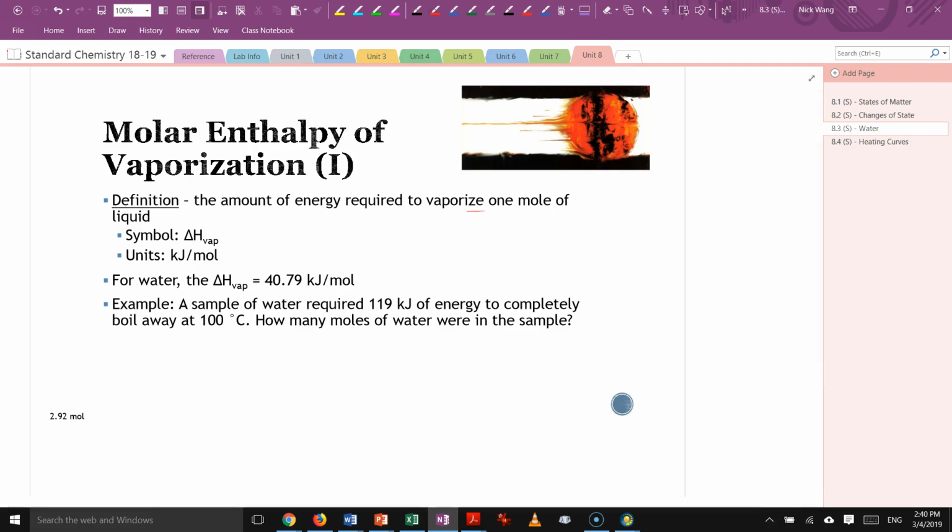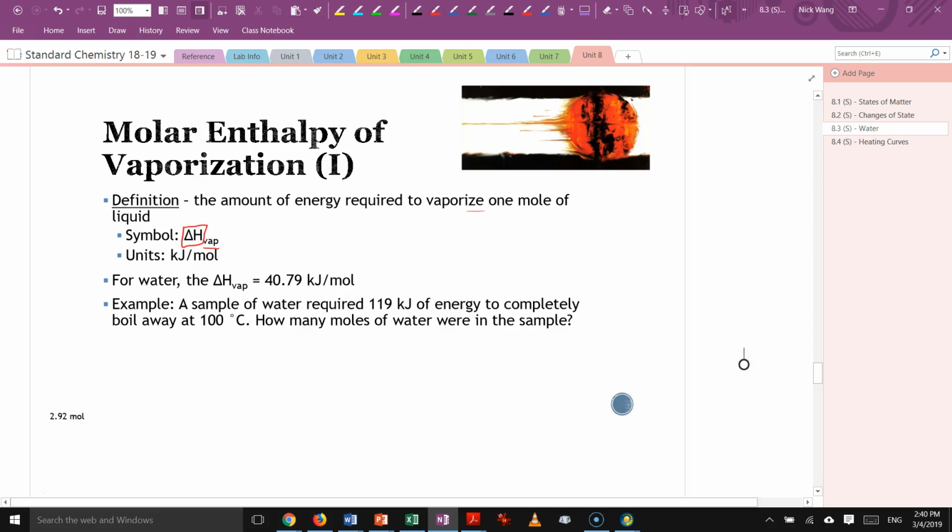Notice some similarities here. The symbol delta H is showing up again. Delta H refers to the enthalpy. And then VAP, V-A-P, that's referring to vaporization. So delta H of VAP. And then, of course, the units are kilojoules per mole, just like before, because this is molar enthalpy, a kilojoules per mole amount of this substance that's present. More often than not, we'll be working with water, so the delta H of VAP is going to be 40.79 kilojoules per mole.